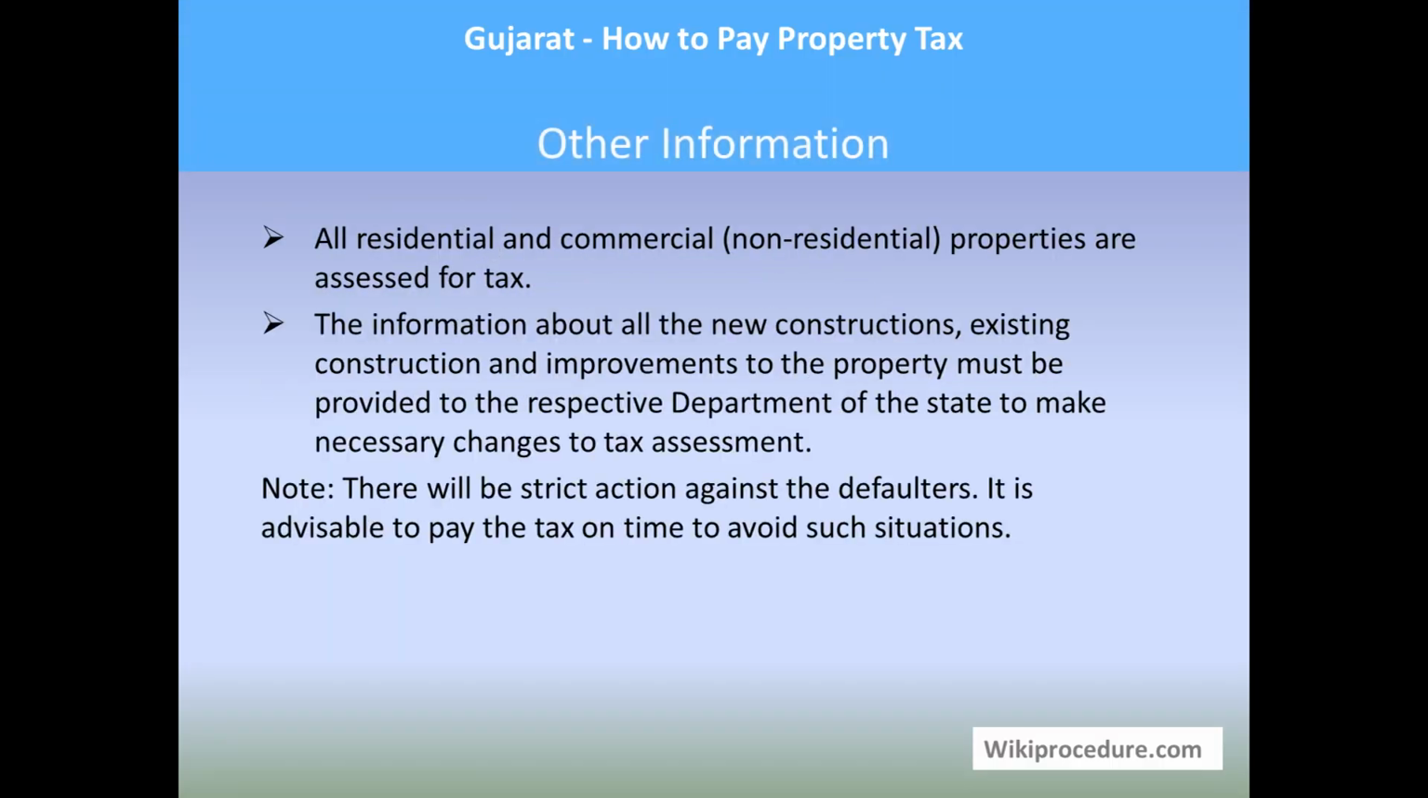Other information: all residential and commercial properties are assessed for tax. The information about all new construction has to be given. If you own a property of 1000 square feet and you are adding another 200 square feet to it, the addition of 200 square feet has to be intimated to the respective assessment department for inclusion in the current or the coming assessment period. There will be strict action against defaulters. It is advisable to pay the tax on time to avoid such situations.